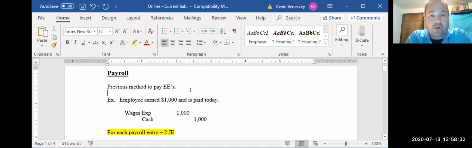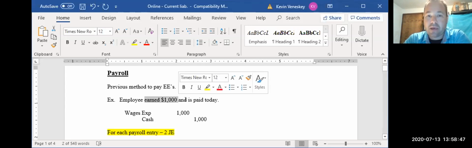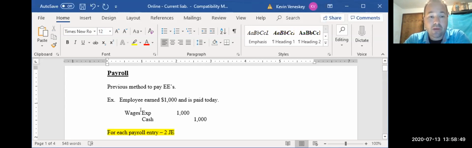So the first thing I wanted to look at is payroll. How payroll is going to be a lot different compared to what we have been used to seeing so far. So far, we've basically just been told that employees have earned a certain amount of money and then they're paid, and the entry would be very generic, something like this. And this would be okay if the person you were paying was a hired contractor.